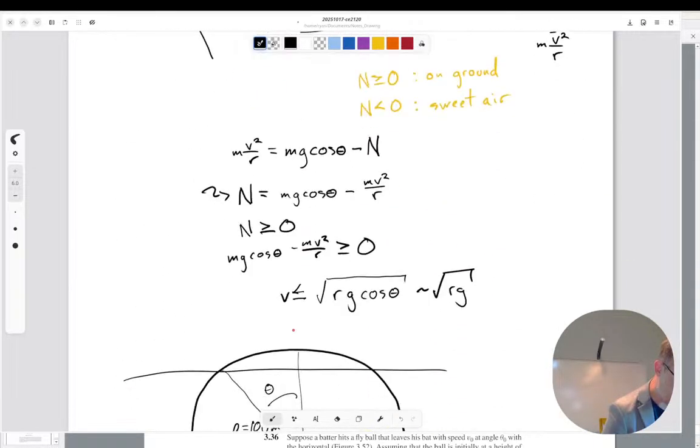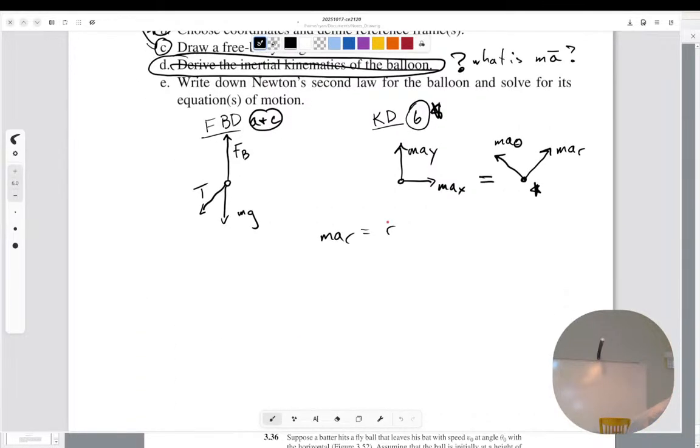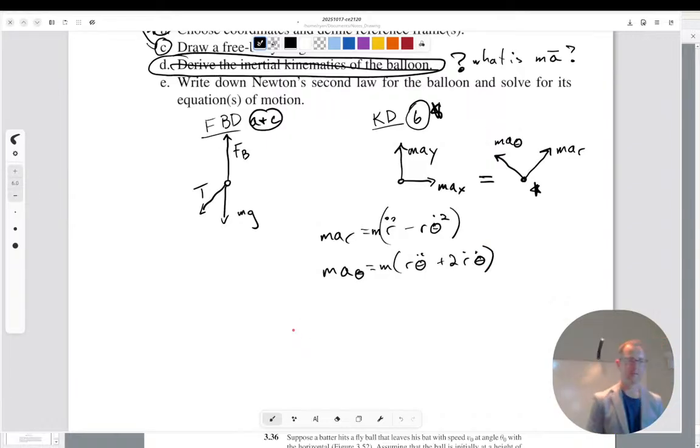So I'll write it down so we've got it. So m a_r is m times (r double dot minus r theta dot squared). M a_theta is m times (r theta double dot plus 2 r dot theta dot). So that's the first step. Just that is our definition, right? That's just the definition in a polar coordinate system for acceleration.